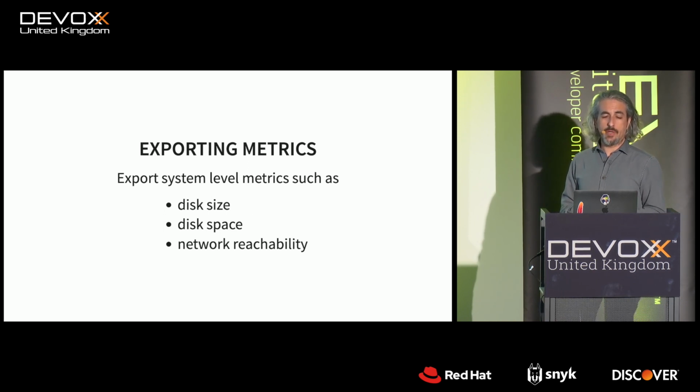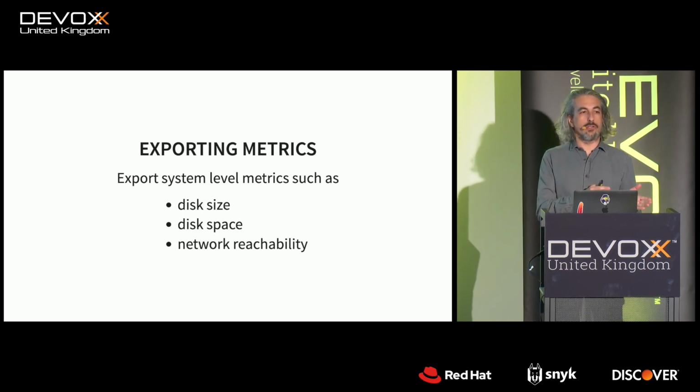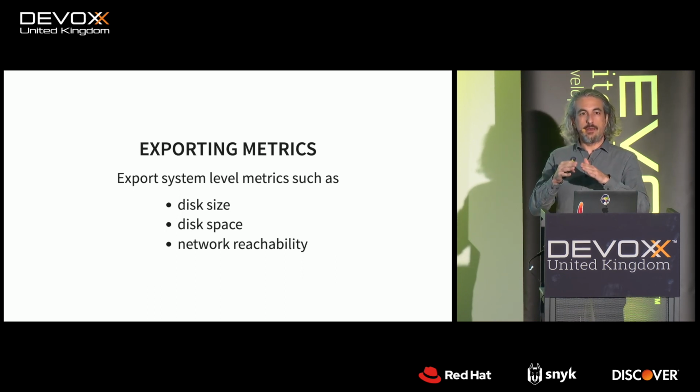For exporting metrics like disk size, disk space, network reachability, we also put it in a separate container, so we can move at a faster speed when we want to just make small changes for these sort of features.